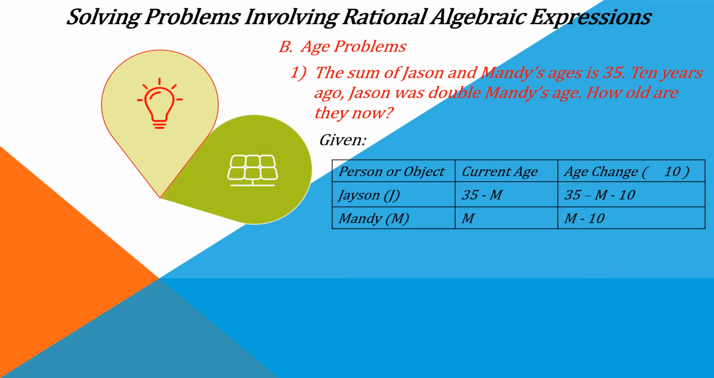So given, we have the table: the current age, Mandy is M and Jason is 35 minus Mandy's age, because the sum of Jason and Mandy's age is 35. So if we add Mandy's age and Jason's present age, it is equal to 35. So if Mandy is M, 35 minus M is the age of Jason. Now, another table, it is 10 years ago. Therefore, we will subtract 10 from their present age. The age of Jason is 35 minus M minus 10, and Mandy is M minus 10, 10 years ago.